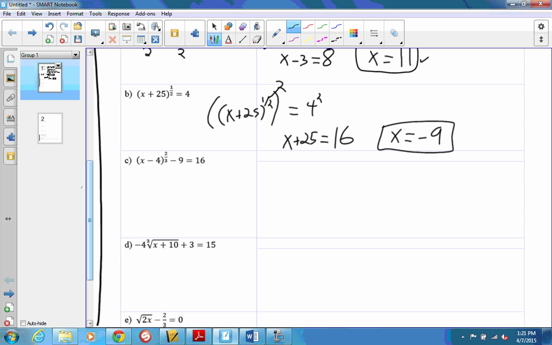Now we need to check that. So we still need to check, right? I've still squared both sides. So plug it in. What's -9 plus 25? 16. And then 16 to the 1/2 is the same as the square root of 16, which is 4. So this answer of -9 absolutely works.